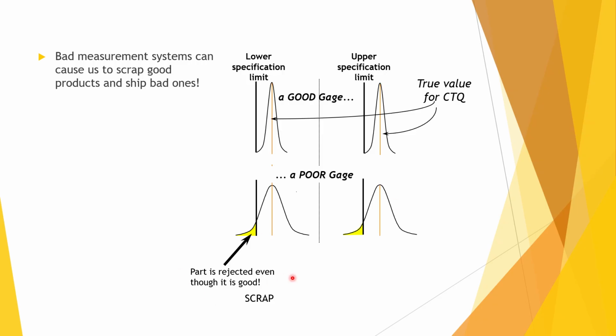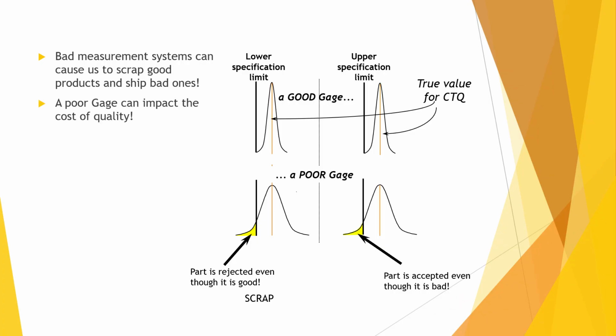Part is rejected even though it is good because it falls outside of the specification limits. That's scrap. That's a waste of money. Part is accepted even though it is bad. A poor gauge can impact the cost of quality.